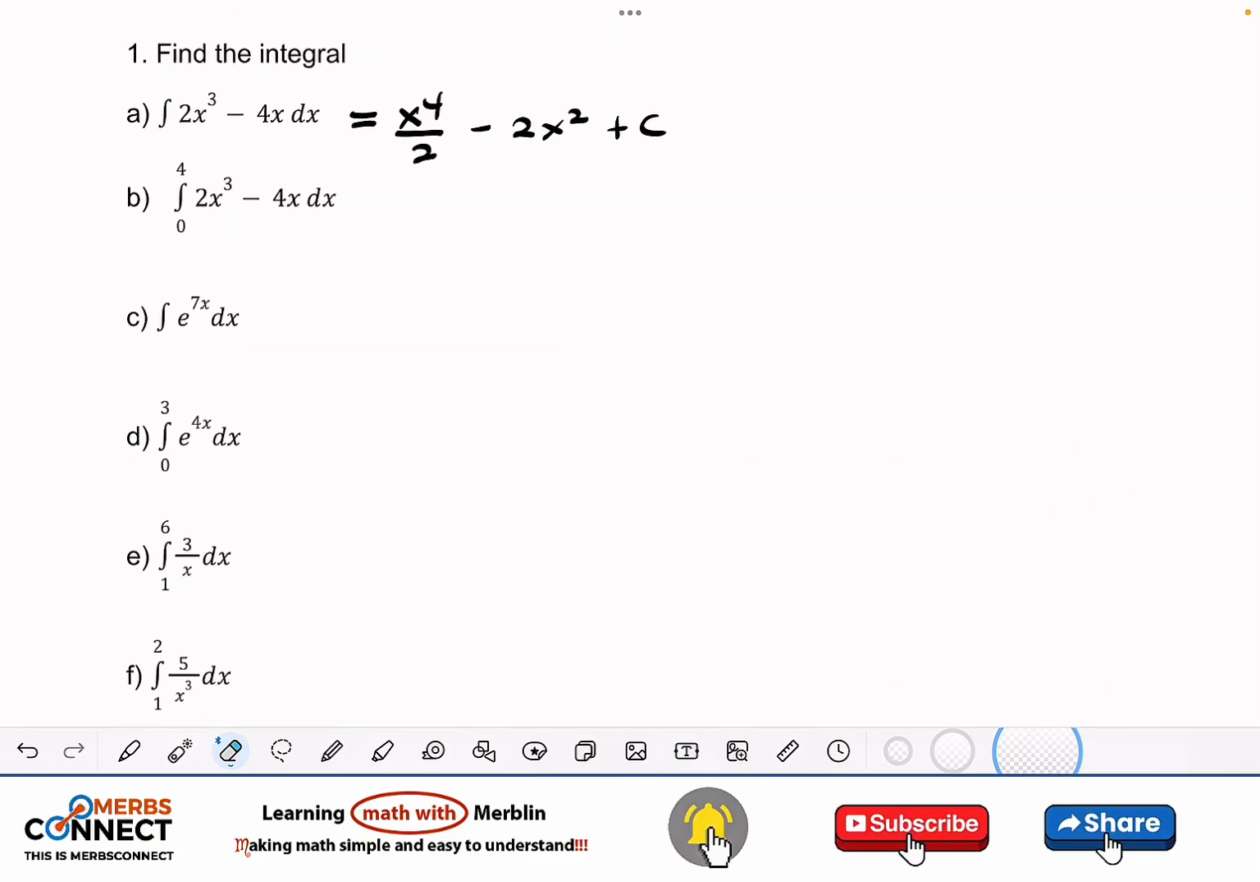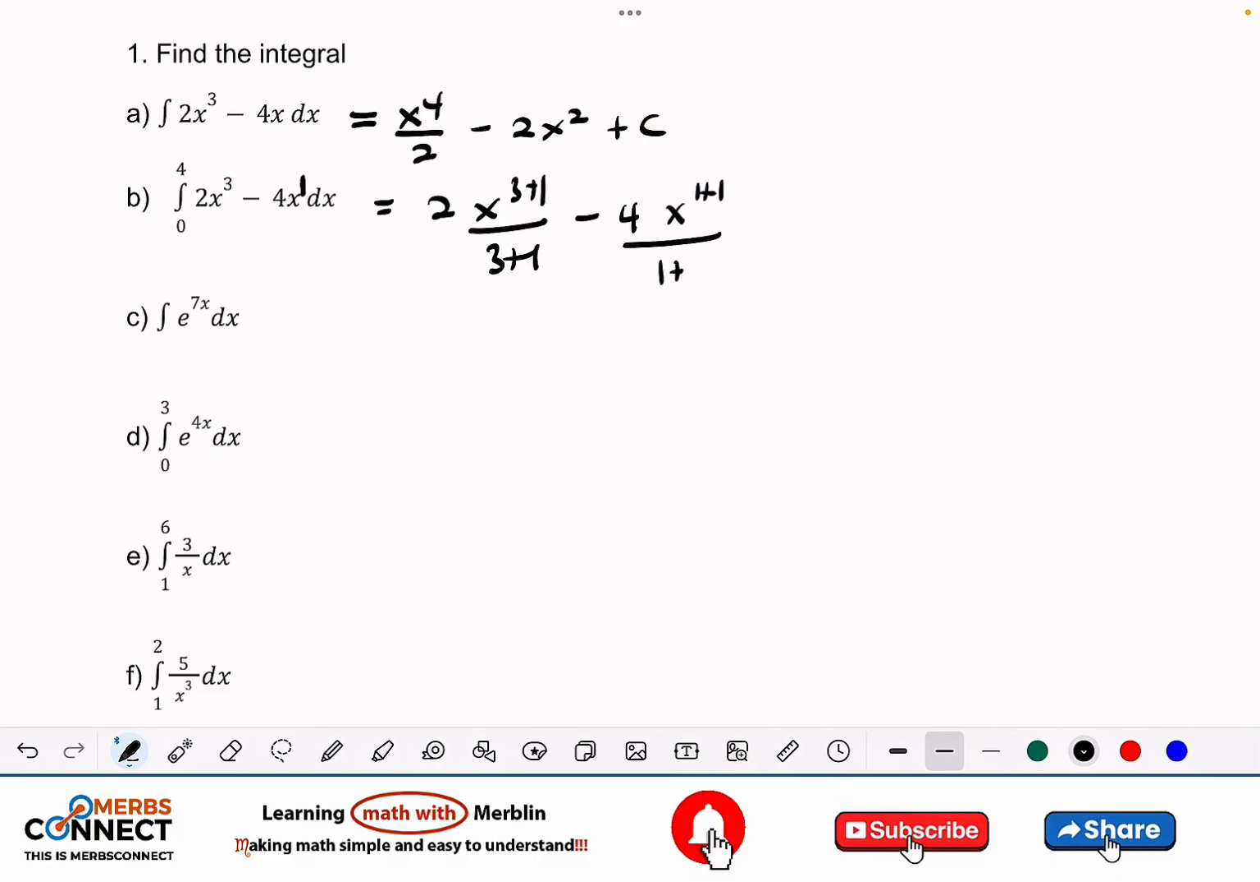Now let's look at the second one. I'll do it pretty straightforwardly. We want to integrate this. I'll just maintain the 2 x to the power 3 plus 1 divided by 3 plus 1, minus 4 x, which is to the power 1, so 1 plus 1 divided by 1 plus 1. This one is not indefinite, this one is definite, so I don't need to add plus c. I'm going to add this line here and put 0 to 4 on it, because this is definite, like the area under a curve.